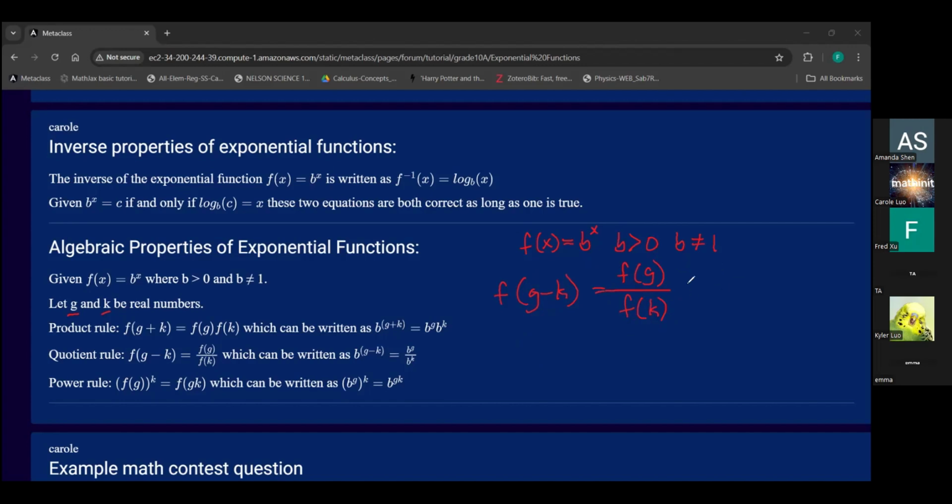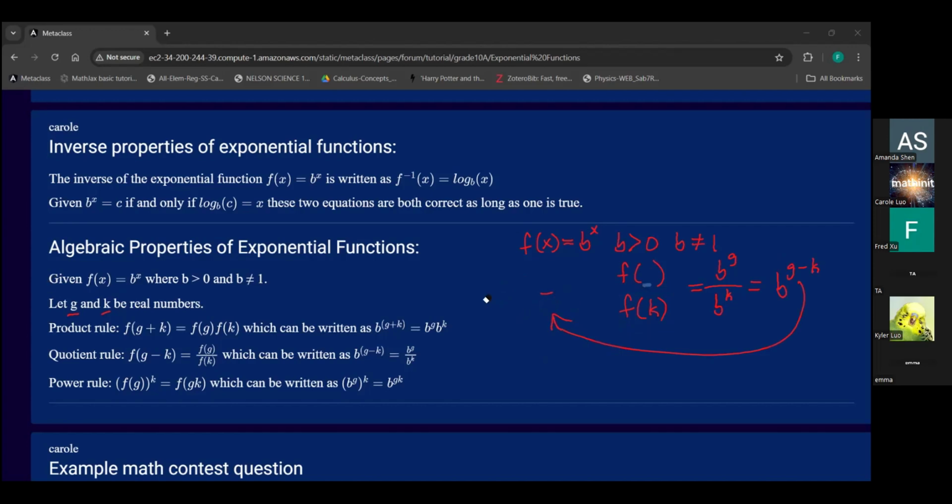And to prove that this actually works, this is b to the power of g divided by b to the power of k. And once again, following the arithmetic rules, this is equal to b to the power of g minus k. And once again, it is the same thing here. Remember to think of g minus k as an exponent.